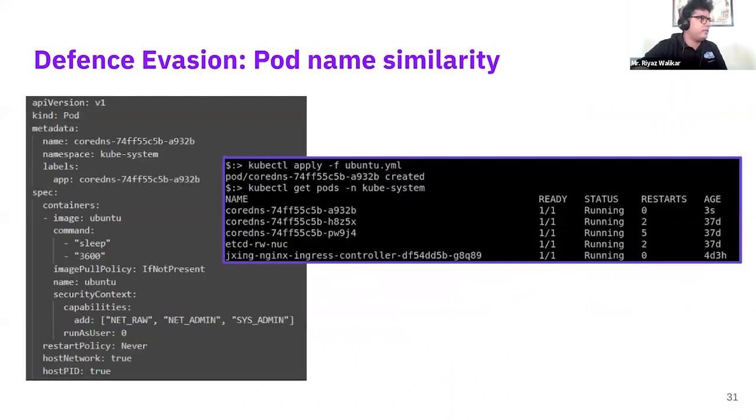Defense evasion, I'm not a big fan of this, but simply because most people don't practice defense evasion unless you're like a nation state, as I keep saying. Look at the pod on the left. If you notice the pod description on the left, if you notice the name of the pod, it's core DNS -74 FF da da da.